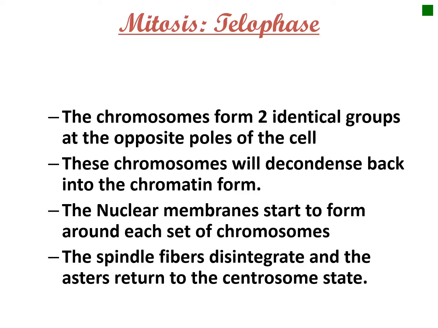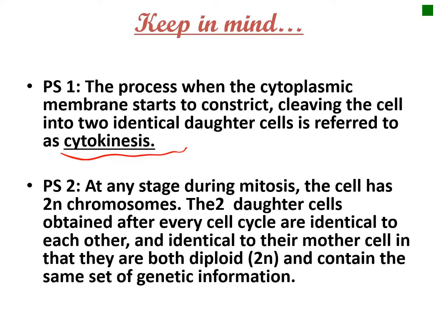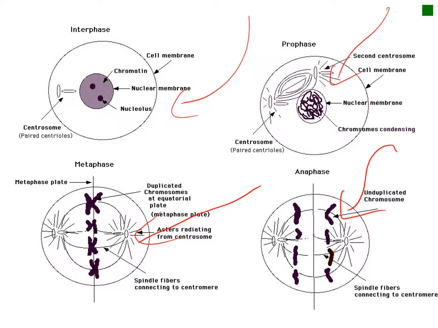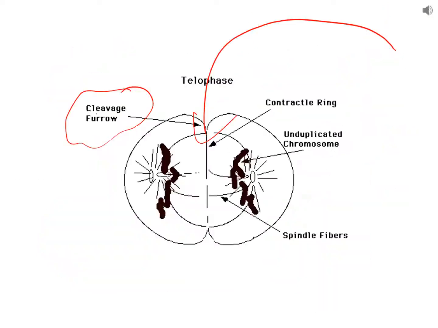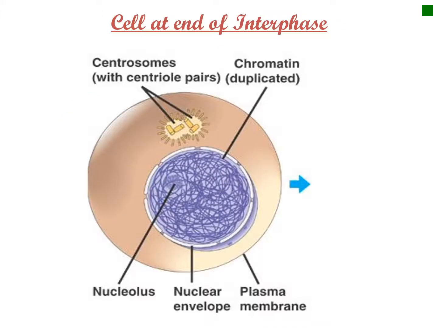The spindle fibers disintegrate. You have to know that the constriction or cleavage of the cell is referred to as cytokinesis. We have to know that the two daughter cells obtained after every cycle are identical to each other and identical to the mother cell. These are different figures at interphase. This is a prophase, metaphase, anaphase, and finally we have the telophase. We have the cleavage furrow, as I said. The cell at the end of interphase is like this.